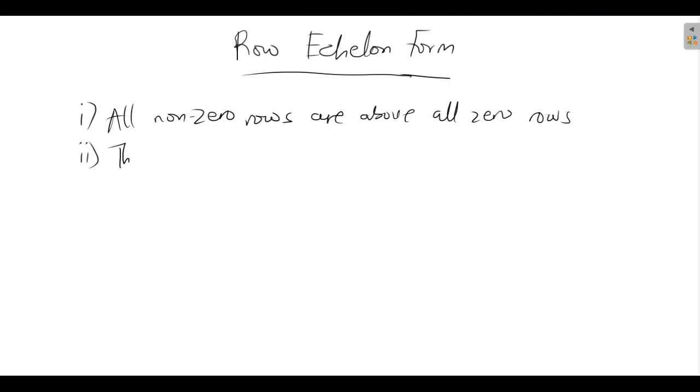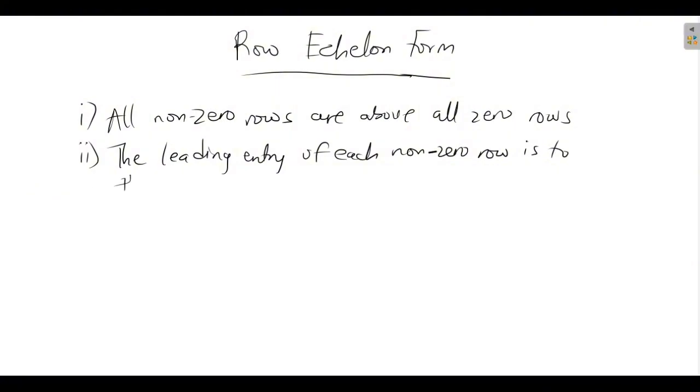Then the second condition is that the leading entry of each non-zero row is to the right of the leading entry in the row above it.